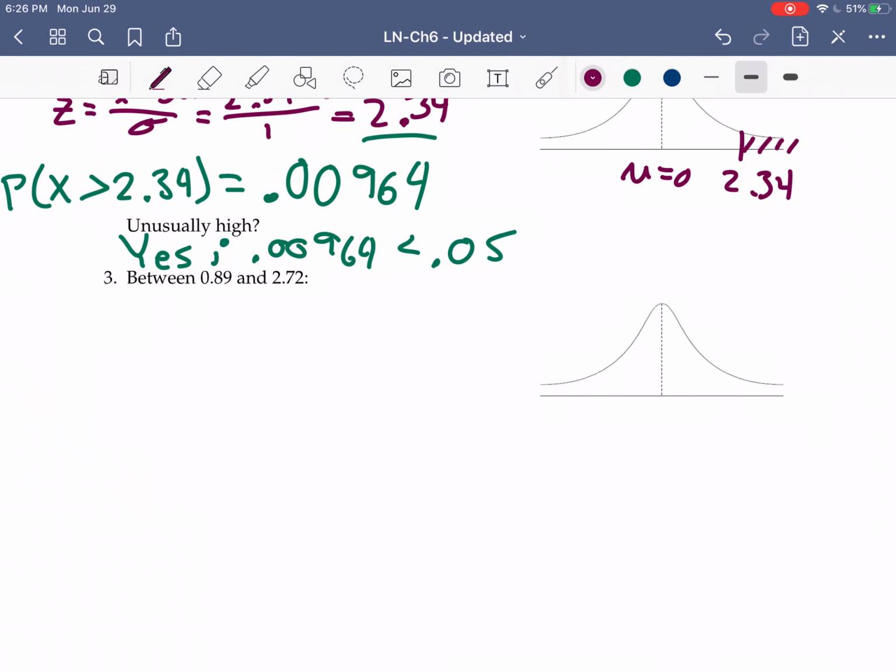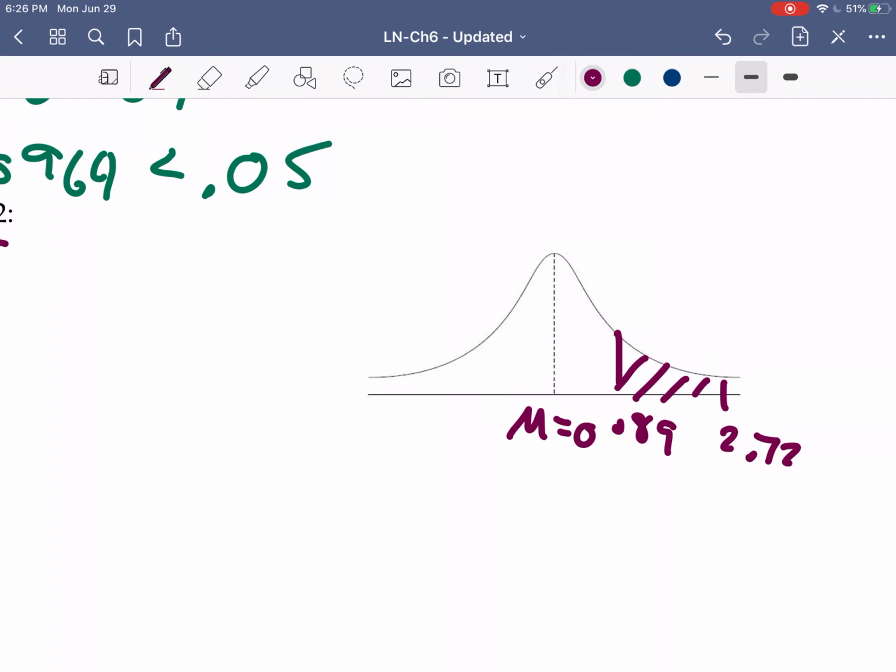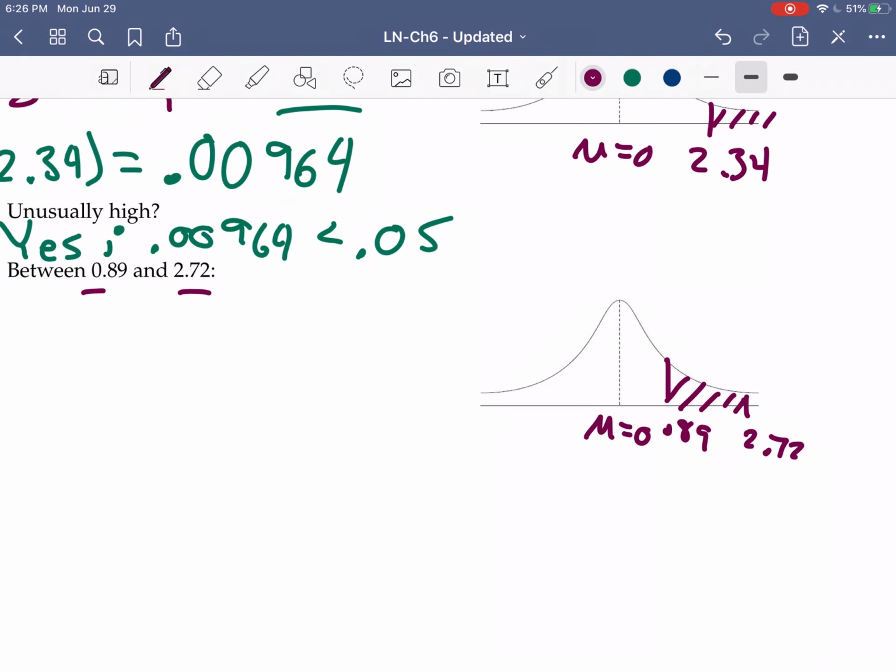All right, so for this final one, we want to find what is the probability that the bone density is between 0.89 and 2.72. So somewhere up here is 0.89. Somewhere further is 2.72. We want to find the area between those two values.